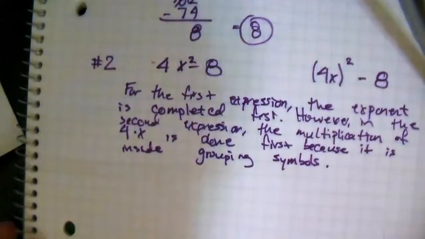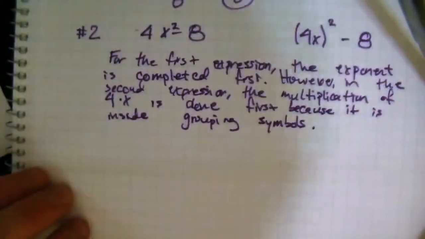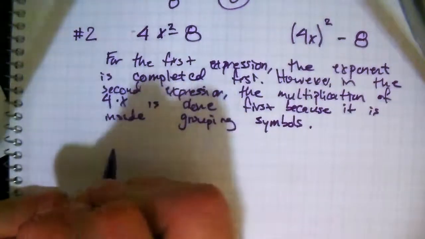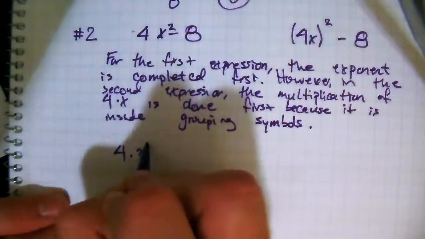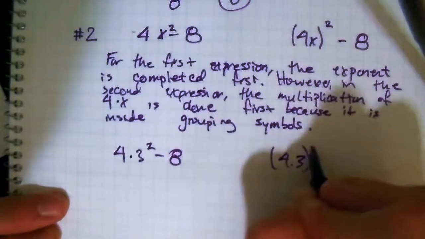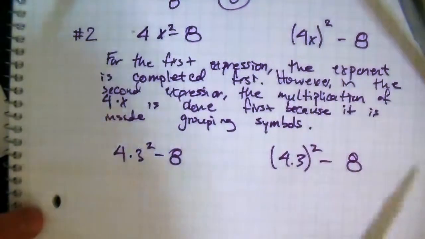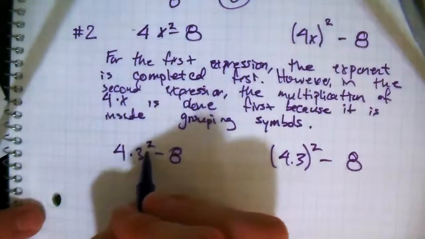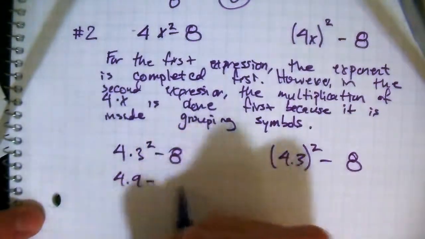Alright, and just so you can kind of see what I mean by that with an actual number, let's say, just for example, we're going to plug in x equals 3. In this first one, that would give us 4 times 3 squared minus 8, and the second one would give us 4 times 3 squared minus 8. I just plugged in x equals 3. Here, it would give us exponent goes first, so 4 times 9 minus 8.